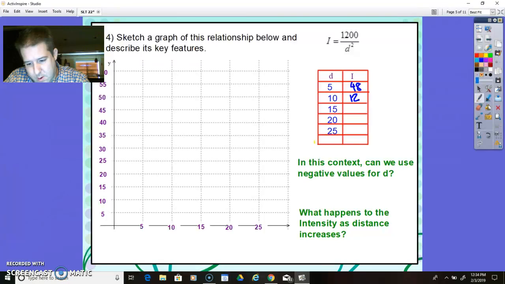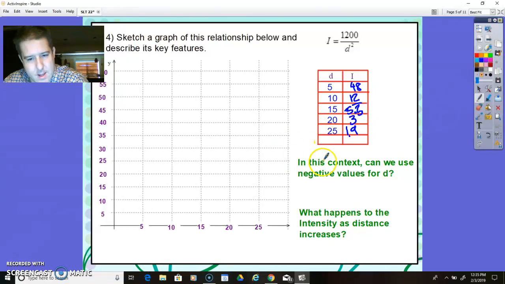If I divide 1200 by 225, that gives me 5.3 repeated. If I do 1200 divided by 400, let's try that again, 1200 divided by 400 gives me 3 exactly. And 1200 divided by 25 squared, which, I lost track of that, 25 times 25 is 625, sorry, and 1200 divided by 625 is 1.92.